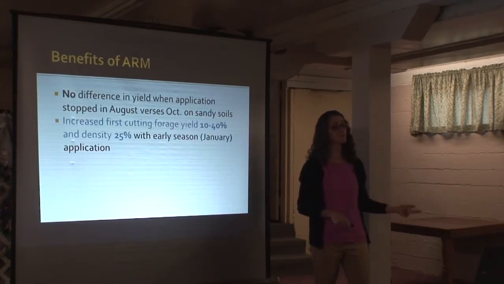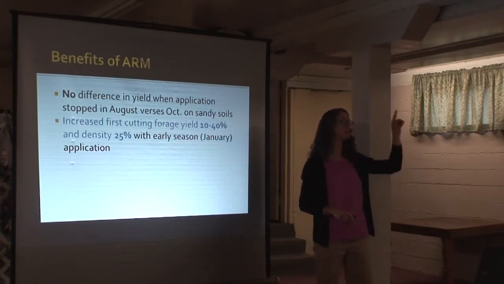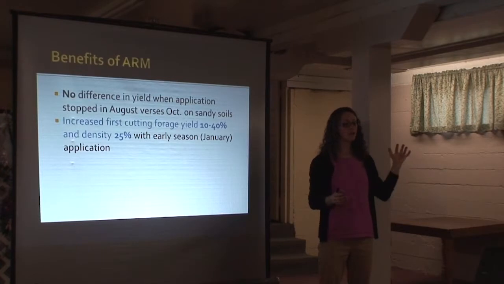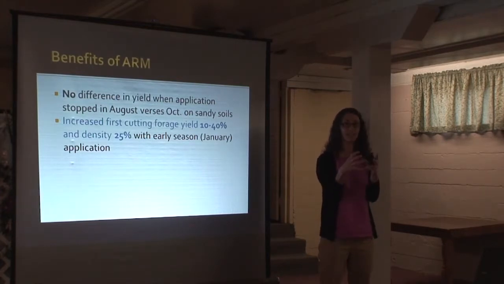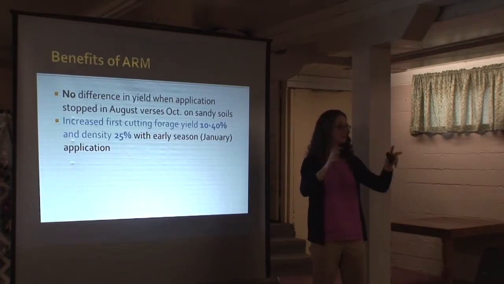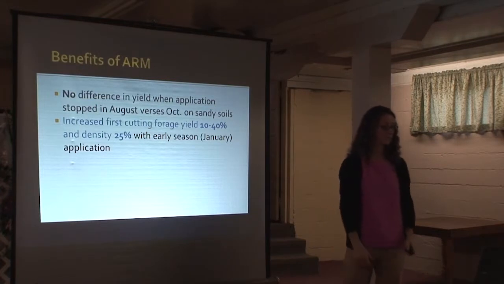But as I mentioned, what we found is when we started applying earlier in the season, so we try to match things up, we got thicker stuff on earlier, we saw an increase in forage yield of 10 to 40% in those fields, and the density was much greater, about 25% more density in that forage as well. So it wasn't that it was taller, it was that there was more of it. It was just more dense. And when you split fields, same management, same field, same everything, we're definitely able to see that really positive result.